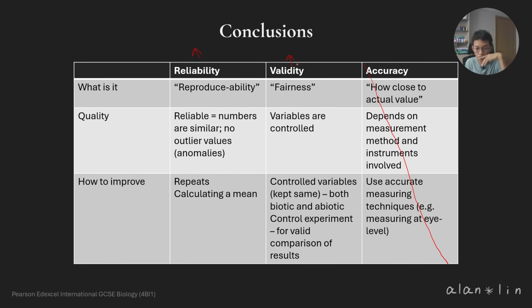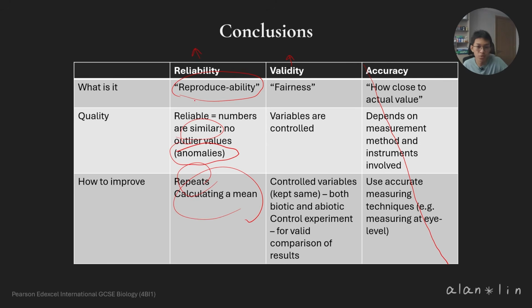Now, reliability is about reproducibility, and it's about how similar your results are. The way to improve reliability is to take repeats to calculate the mean, and the reason we take repeats is so that we can compare our results and look for anomalous results.